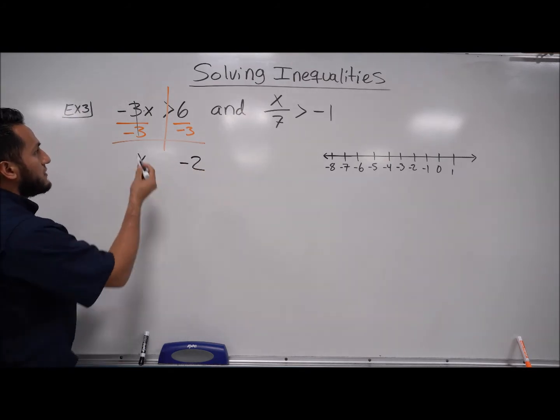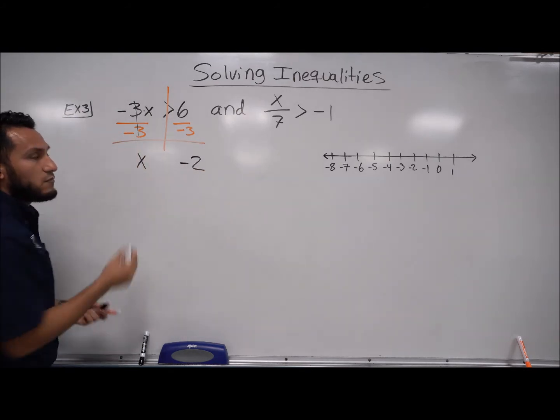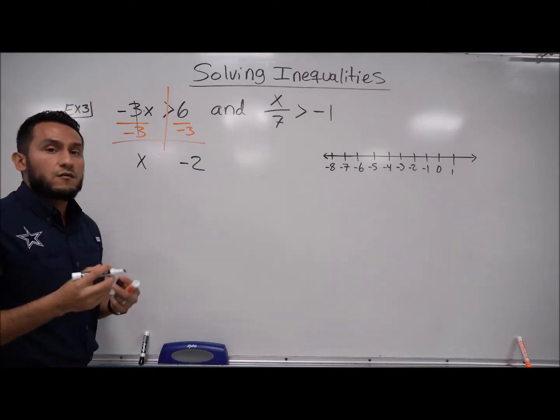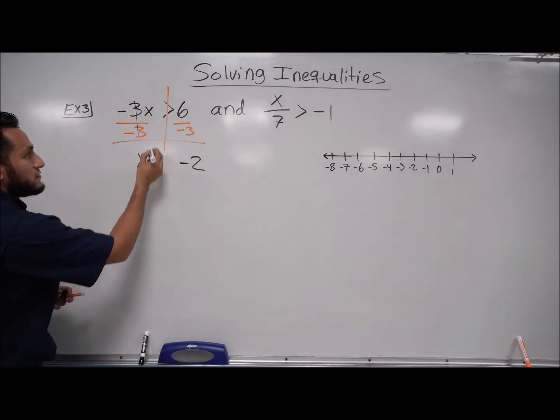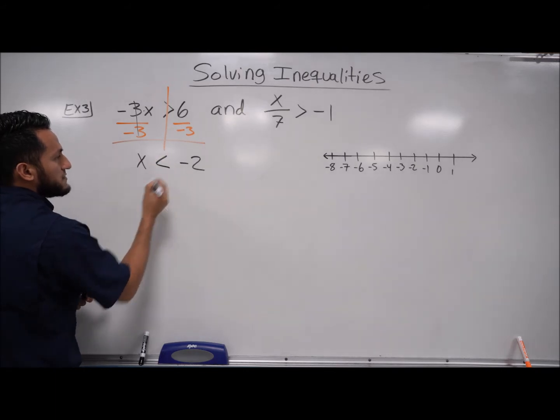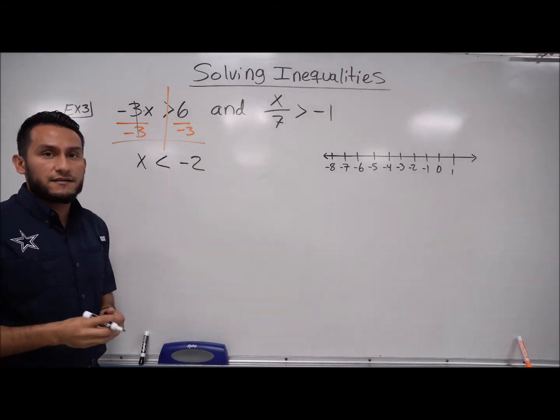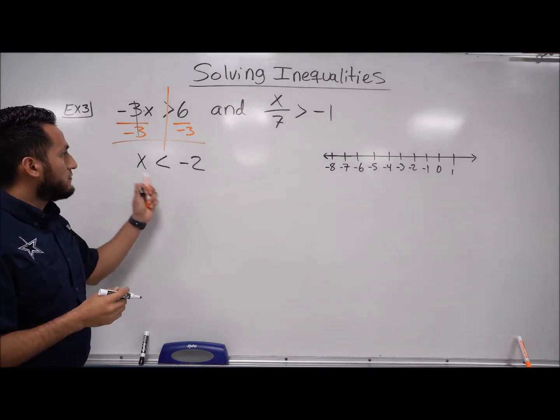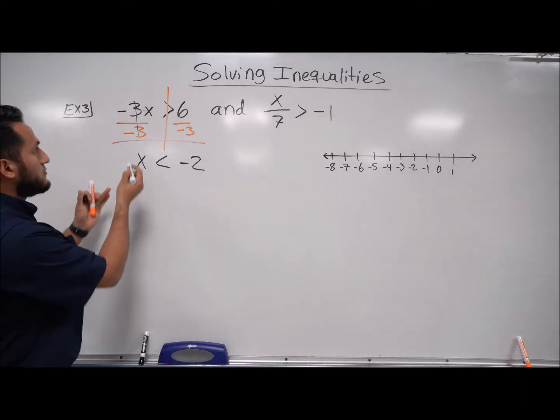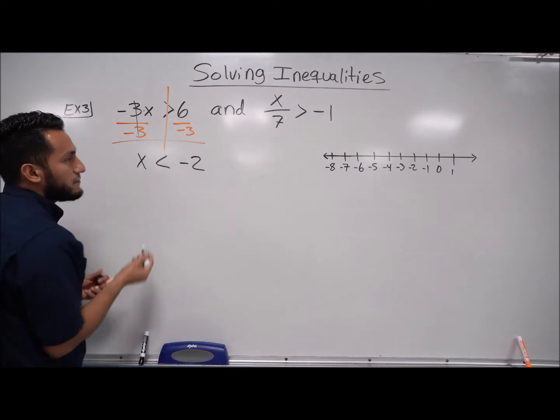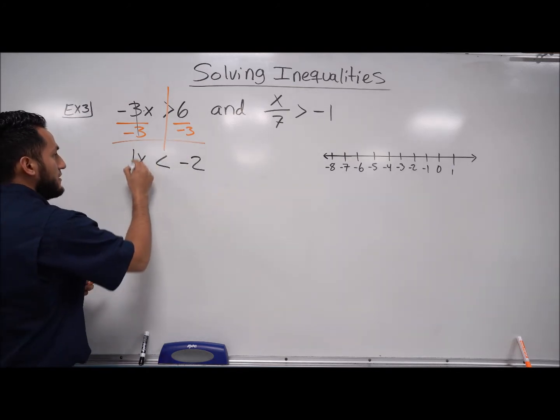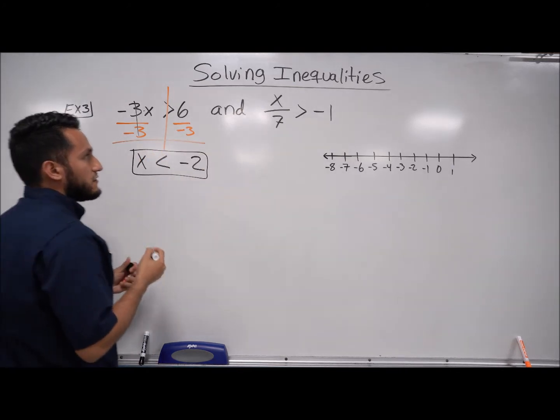When you're solving inequalities, guys, when you divide or multiply by a negative number, the inequality will always flip, okay? So it was greater than, now it becomes less than. Again, whenever you multiply or divide by a negative, the inequality will flip. Okay, so notice here, I divided by negative 3, so the inequality flips. This is one of the answers. Now let's go ahead and do the other one over here.